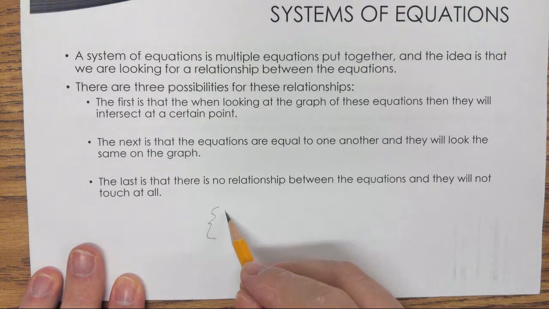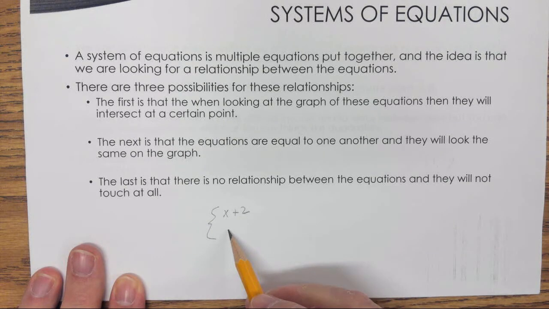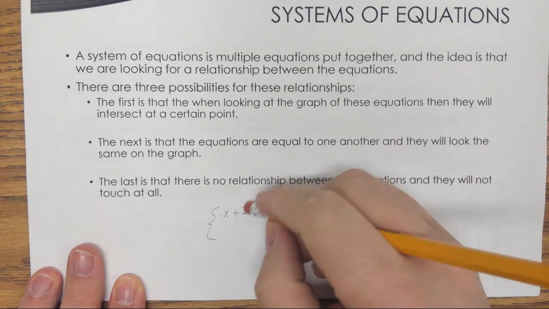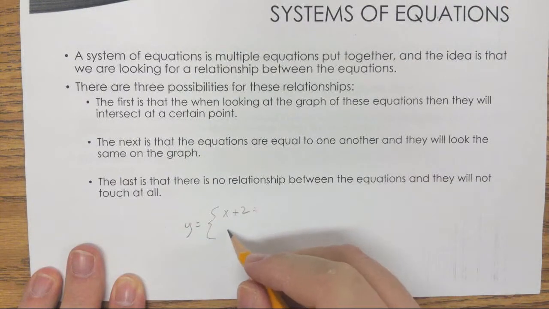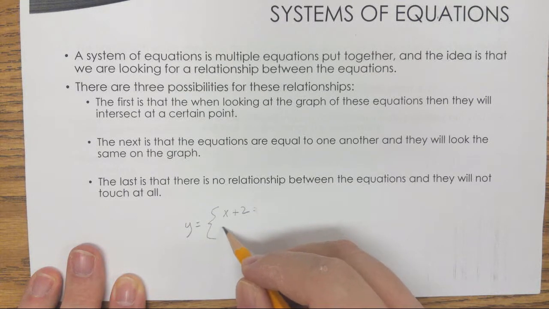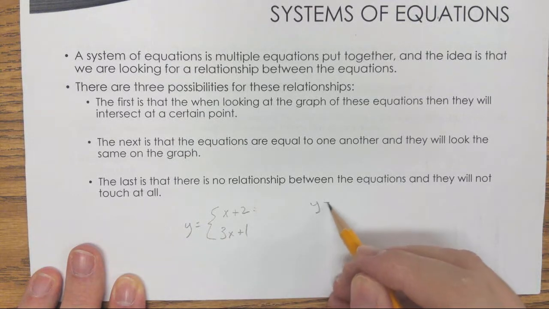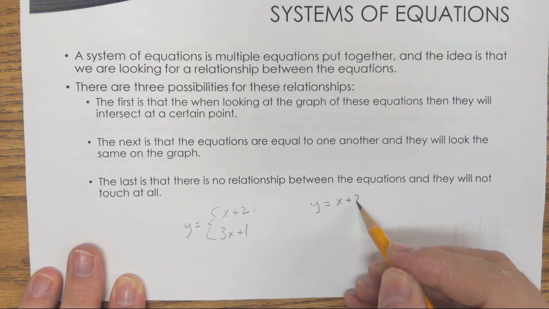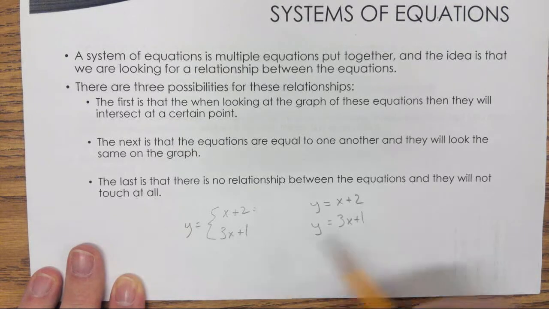might look like that, and it'll be like x plus 2 equals y, well, let's just do it this way. Y equals x plus 2, and then, let's see, 3x plus 1. You might see them look like that. Sometimes they'll just be simple, written like this. You could have more than 2. It just depends on what's going on.